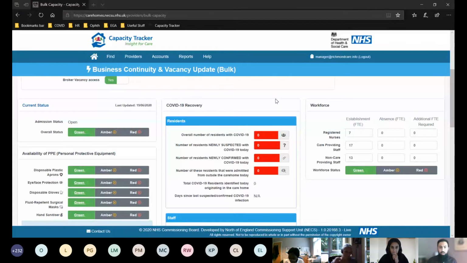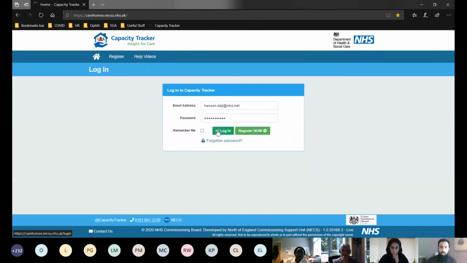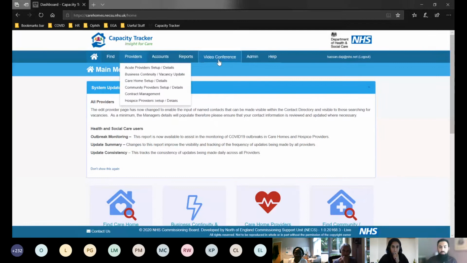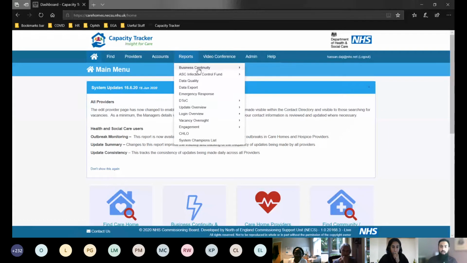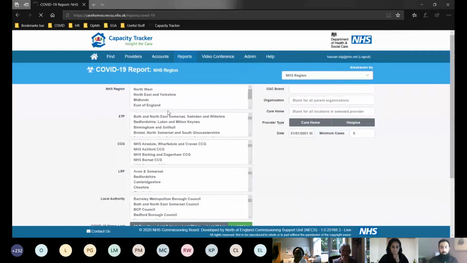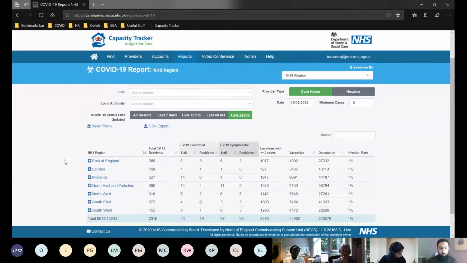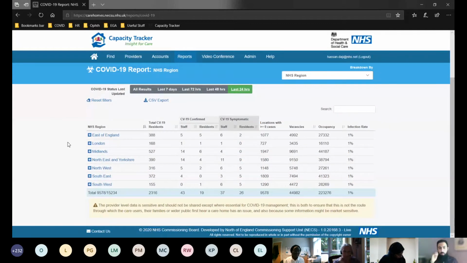I'm just going to run through quickly what CCGs, local authorities and STP colleagues can see. Hopefully you have an idea of what is available to them. There's a bit more available to me, so my screen looks slightly different now. In terms of reporting, some of the main things they are looking at are reports around COVID-19. Because of my access I can see the whole country, but there's a quick summary of COVID-19 across care homes.